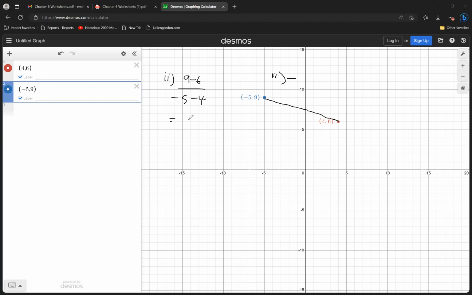9 minus 6 is 3. What's negative 5 minus 4? Negative 9. And simplify that. What's that simplified? Negative 1/3. Good. Negative 1/3. And we know the sign of that is negative. So we know the sign for part 3 is negative. Okay. Questions on that one? All right.